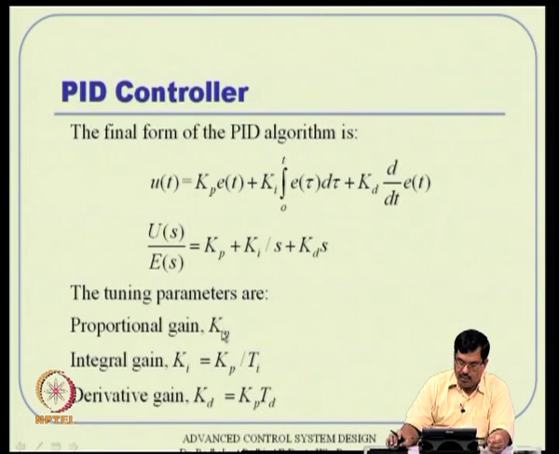So, the tuning parameters are the proportional gain, the integral gain, and the derivative gain. These integral and derivative gains are always compared to the proportional gain, whatever scaling you are doing there. Hence, I can write the integral gain as the proportional gain divided by some constant T I, and the derivative gain as the proportional gain multiplied by some constant T D.